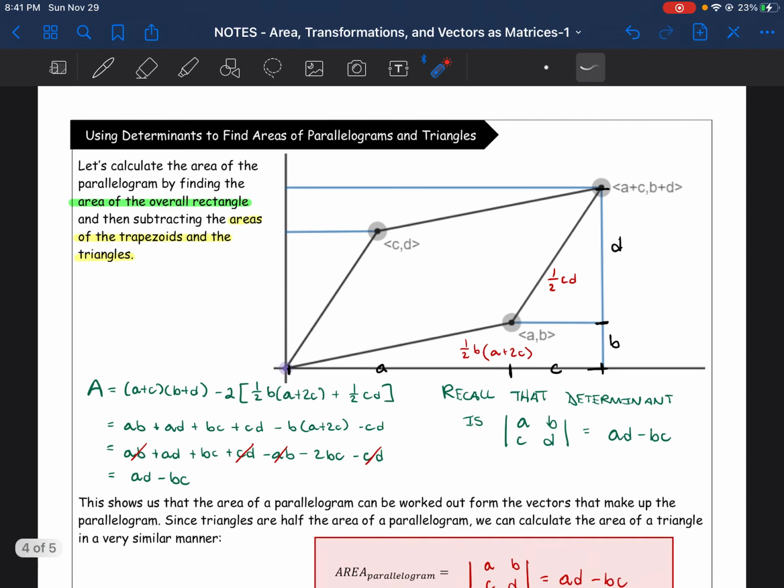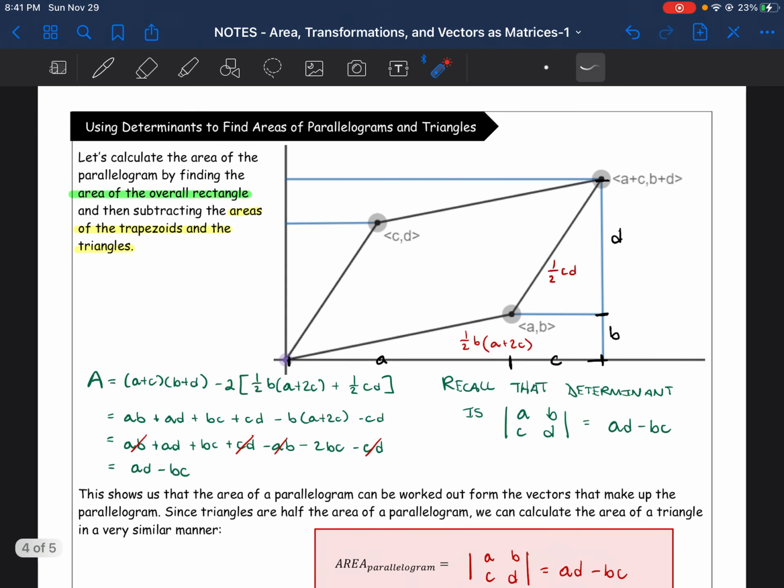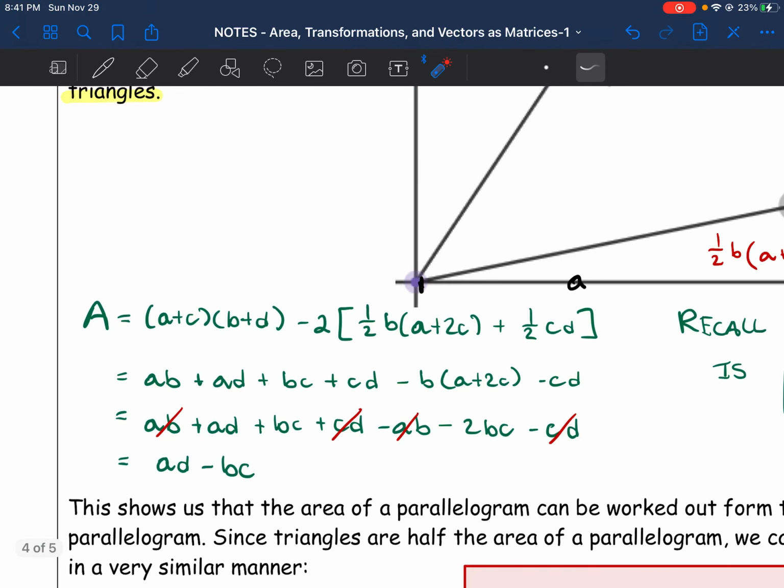So when I go through and add these together, I'm going to take 2 times 1/2 B times A plus 2C. That's coming from this trapezoid. The 1/2 C times D is coming from this triangle. And notice I'm multiplying it times 2 because we have 2 triangles and 2 trapezoids. So using some algebra, A plus C times B plus D, we're using the FOIL method. A times B is AB, A times D, AD, C times B, that's BC, and C times D, that's CD.